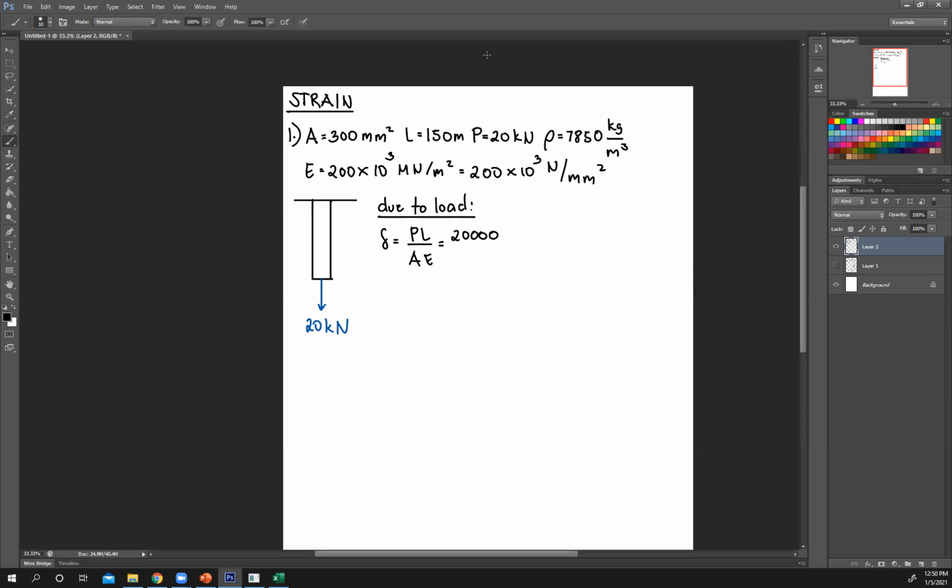All right? Okay. So again, we're using PL over AE. Do I have A? Cross-sectional area, yes. Let's use the former first. Convert everything to millimeters. So 150 meters, convert that to millimeters. That's 1 times 1,000. Let's write that out. Meters.